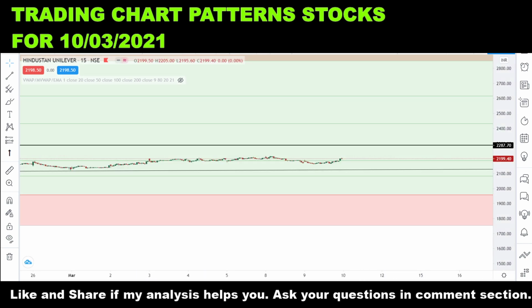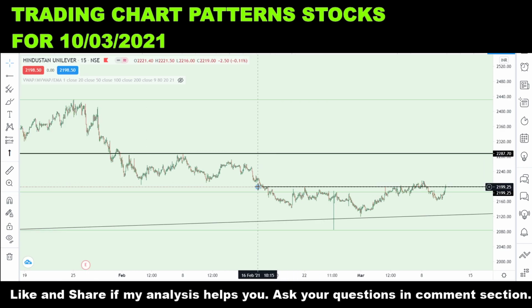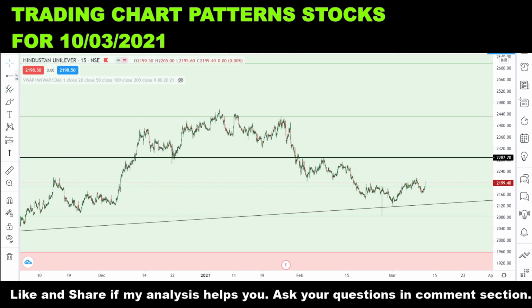In intraday, let's see what the stock is doing. The stock has made a resistance for itself at 2199, and the stock today has managed to close around the 2200 level. What can happen tomorrow, or how should we trade this stock tomorrow? Let us suppose this is the resistance line for tomorrow. This region will act as a resistance for this stock.